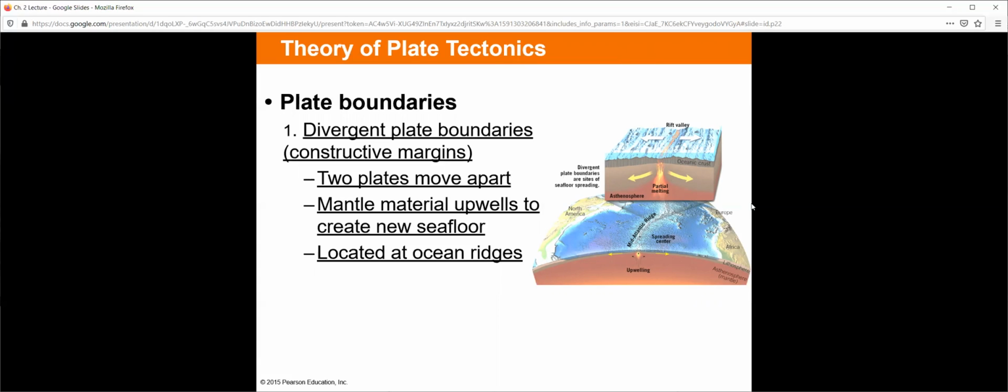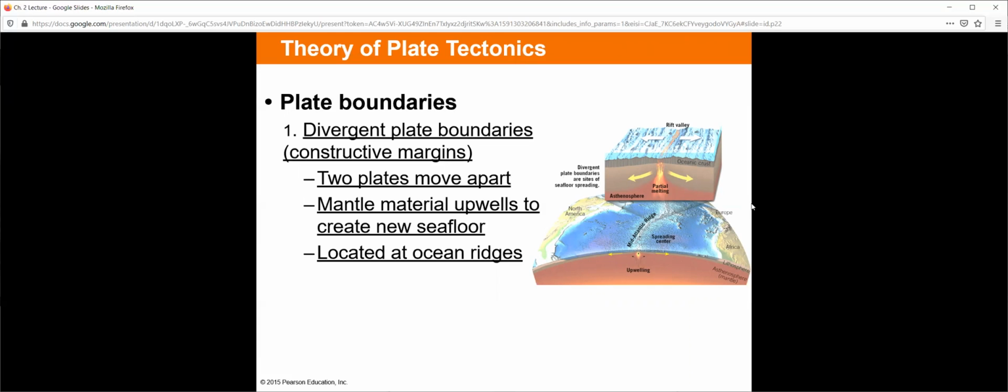Cool. So we now know what's going on with, for example, the Atlantic Ocean. We define this separating, this pushing at the mid-Atlantic ridge system as a divergent plate boundary. Divergent, diverge, push, right? These are constructive margins, meaning they construct something, they create new lithosphere, they create new crust. This happens when two plates move apart, the mantle material upwells to create new seafloor, and these plate boundaries, for example, are located at ocean ridges.